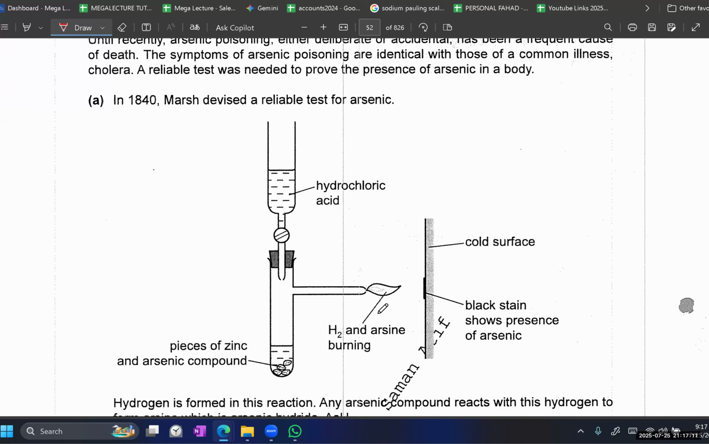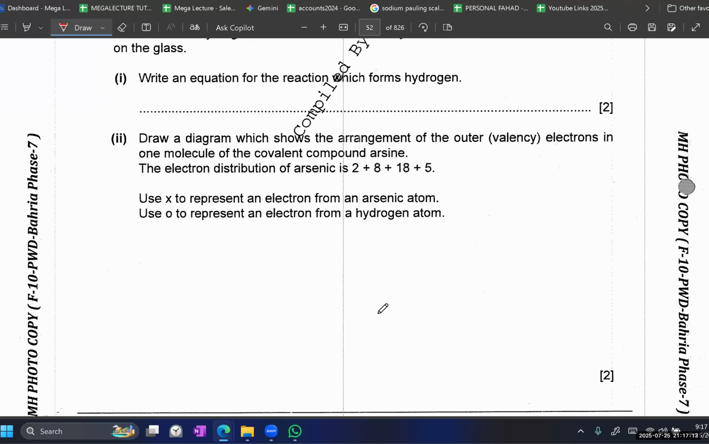Let's skip this one too. We just stick to chemical bonding now. Oh, someone has come.